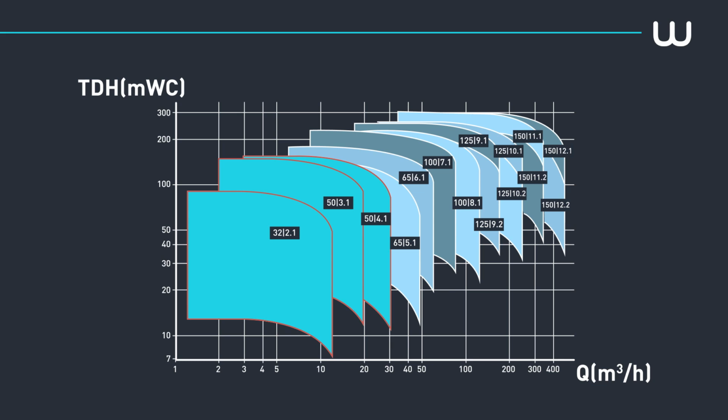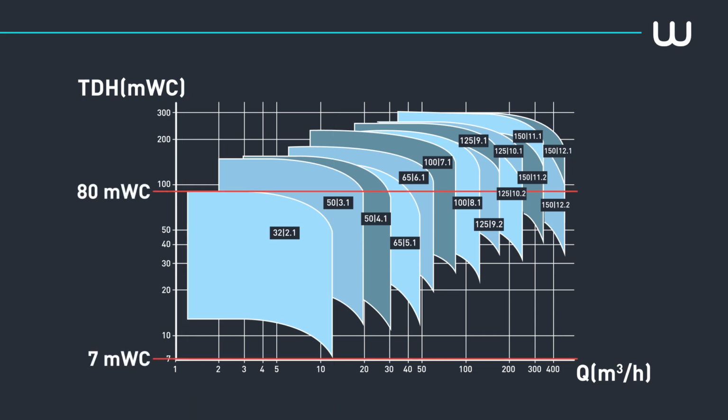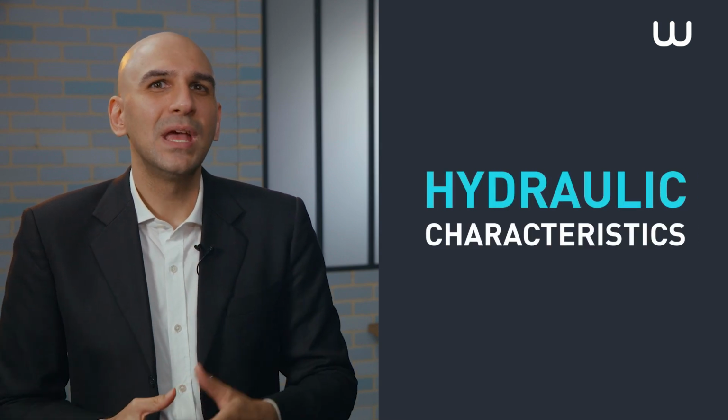Consequently, in the following example, according to the supplier, the pump referenced 32.2.1 can be used to operate on a chosen operating point on a flow rate of between 1.2 and 12.0 meters cubed per hour and a TDH scale of between 7 and 80 meters of water column. This graph therefore allows us to quickly identify which technical variant of a model is best suited to the needs of the pumping site. Once the correct pump has been selected, we can access its detailed hydraulic characteristics, which are available in a specific graph.